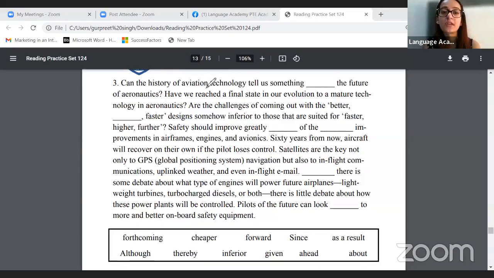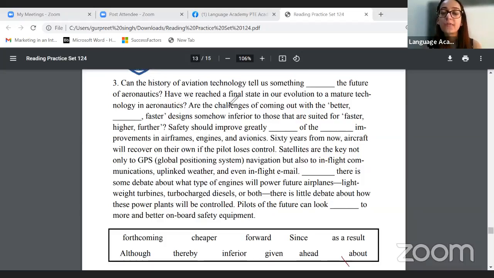Can the history of aviation technologies tell us something dash the future of aeronautics? So we generally use tell about together. Tell me about the holidays, tell me about the accident, in this way. So here also we will go with about. Yes, we do have it. Tell us something about the future of aeronautics.